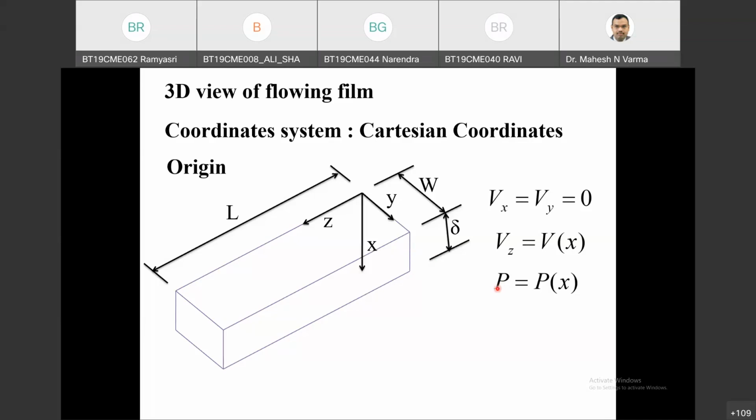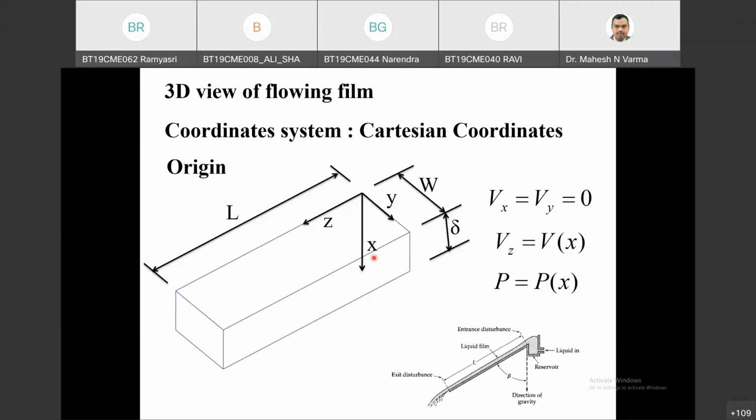So this is what input is there. This is the actual film. This is the 3D view of the film. So Vz is a function of x only and pressure is a function of x only. So this is the input from the given data actually. Still we have not started anything, just trying to analyze the problem and get the input from it. Now we need to take the balance equation, the shell balance equation.